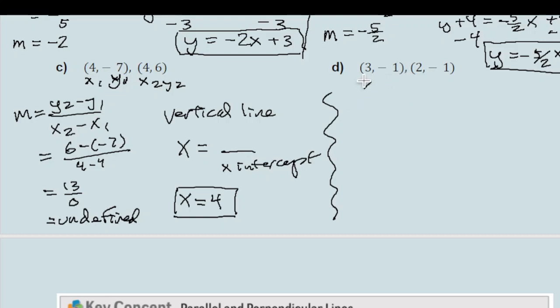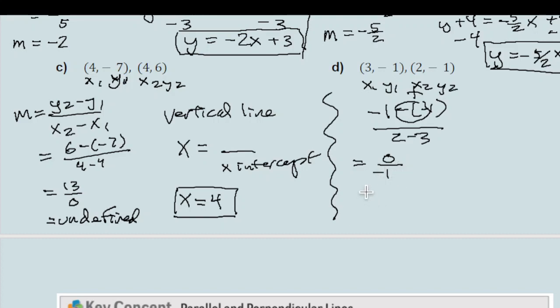So we're going to do the same thing where you have x1, y1, x2, y2. We'll go -1 minus -1 because you do y2 minus y1. That's this. All over x2 minus x1. So we're going to go 2 minus 3. And so I get 0 on top because this becomes positive, and you get -1 plus 1. Well, that's 0. And then 2 minus 3 is -1. So 0 divided by anything is 0. So basically this means we have no slope, right? It's a flat line. So it is a horizontal line.